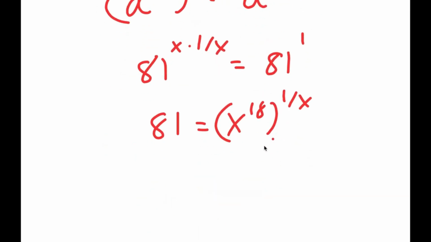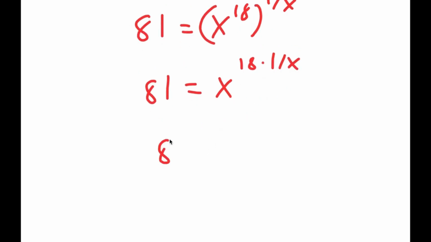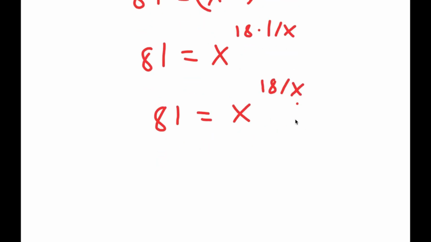So I get 81 is equal to x to the power of 18 to the power of 1 over x. And x to the power of 18 to the power of 1 over x is the same thing as x to the power of 18 times 1 over x, which is the same thing as x to the power of 18 over x.